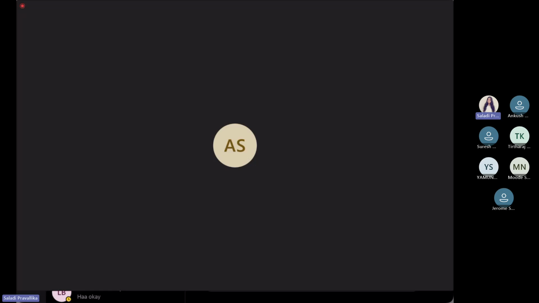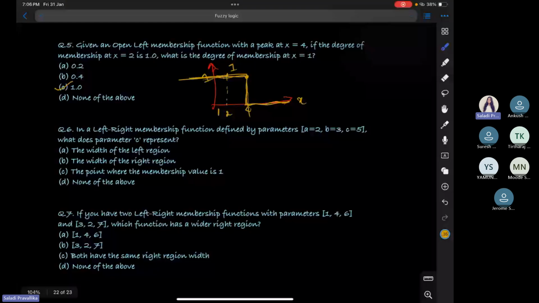Okay, so let's look at the sixth question. In a left-right membership function defined by the parameters a equal to 2, b equal to 3, and c equal to 5, what does parameter c represent?